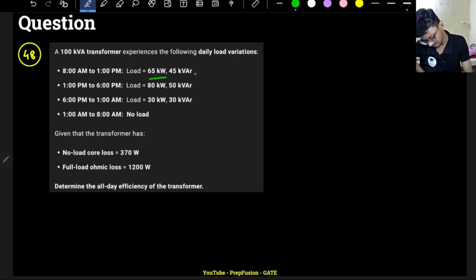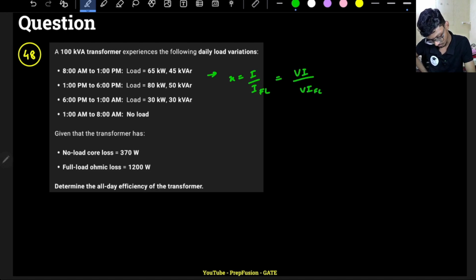So what is x basically here? So here, right, I have to identify the x. How do I identify the x? So x will be equals to the load consumed divided by the S base, correct? That will be the x basically. Am I correct? Okay, what is x? X is basically I upon I full load. So if I multiply by voltage on both sides, it will be VI upon VI full load. So it will be S of the load divided by the S base.